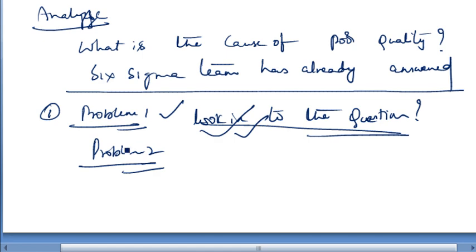Okay. Then next one is problem 3. Now again, you look into the question. What is problem 3? Machines are outdated and they are not entirely suitable for current production methodology. Okay. These are all the 3 problems. Okay. Now let's try to solve this.